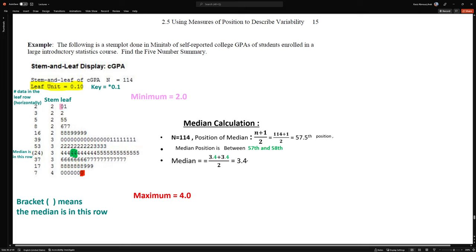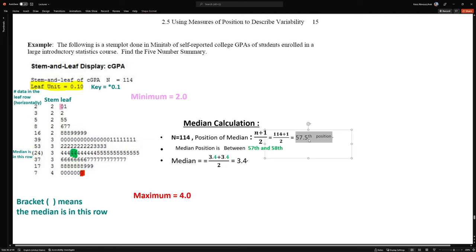We want to find the median. As you can see, the total number of observations is equal to 114. We have to first find the position of the median. Since it is ordered from the smallest number up to the largest, the position of the median is given by this formula: the total number of observations plus 1, divided by 2.